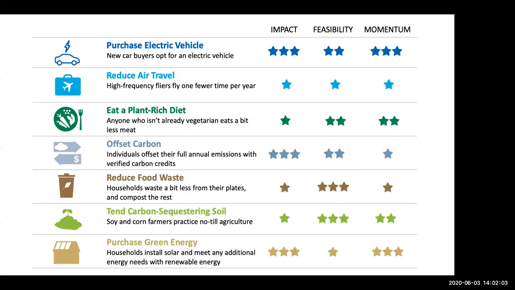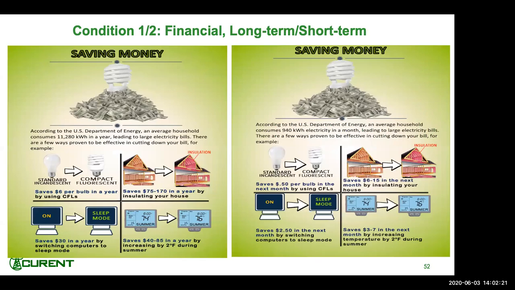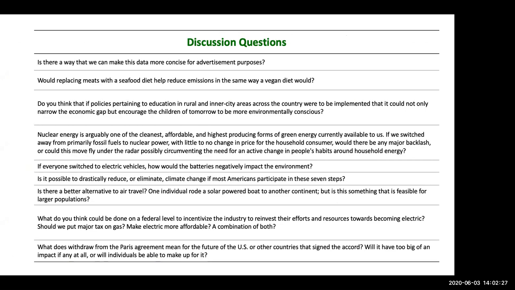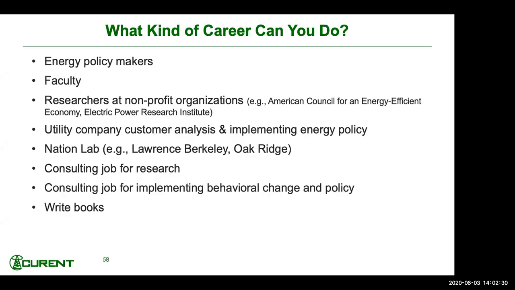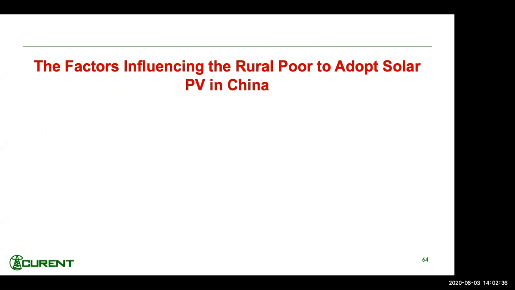Yeah, I have more slides. Maybe I'll continue next time, but just a quick overview. Next time I can talk about message framing: what kind of messages are most likely to encourage people to save energy. We did an experiment on energy saving versus long-term, short-term saving for the environment. Another thing I could talk about in the future is the dual pool to adopt solar PV in China. This is a collaboration with the Chinese team. They have a very interesting finding.